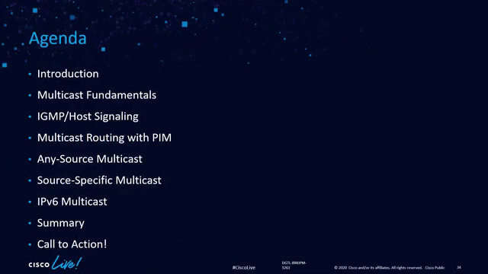Part two, we're going to cover IGMP and host signaling and multicast routing with PIM. In part one, we covered basic multicast fundamentals, so if you haven't seen that, it might be better to start there. But if you've already seen it and you're catching up, let's move on.